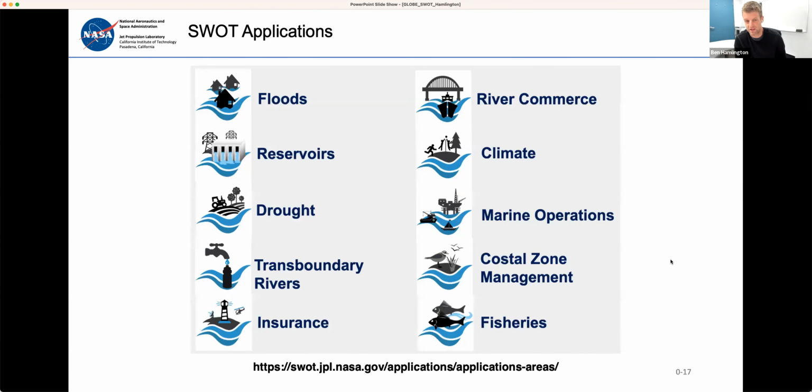And these applications span a wide range. I think that given what I showed in some of those animations, you could start to imagine what some of these applications are. But understanding flooding, both in coastal regions but also on land, understanding climate change, marine operations, fisheries, coastal zone management, all of these SWOT will provide relevant information for.